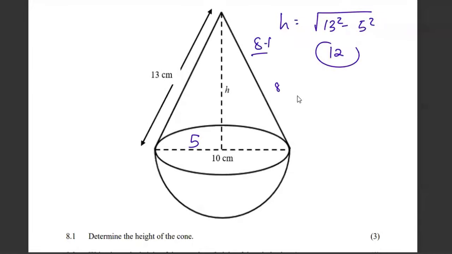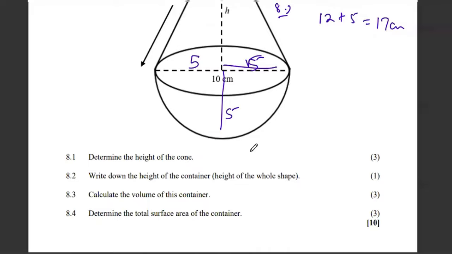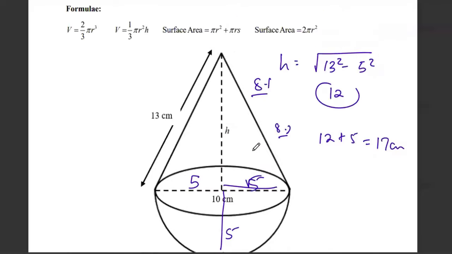And then 8.2. Write down the height of the container, the entire shape. Now, since this is a hemisphere, we know that the radius 5 should also be equal to the height, which is 5. So we have 12 plus 5, which should be 17 centimeters. And then calculate the volume of this container. So we need to get the volume of the top part.